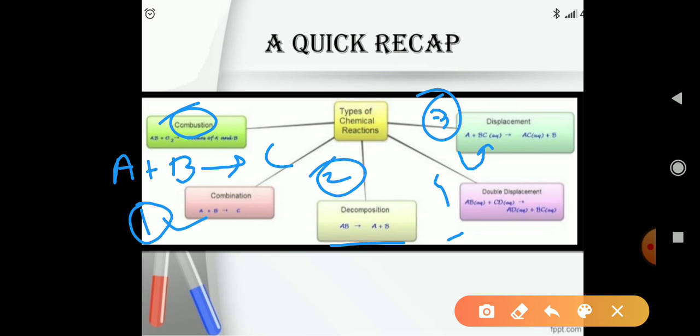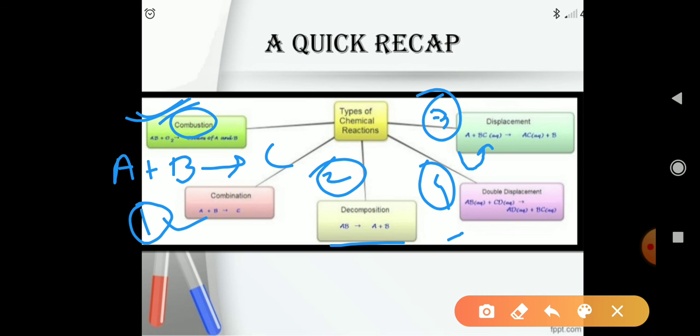Then the fourth type of reaction, double displacement. Here displacement takes place twice, so this is called double displacement reaction. The general form is AB plus CD gives AD plus BC. Then one more type is combustion reaction. Combustion is a combination type of reaction in which a compound reacts with oxygen and gives the oxides of that compound. So this is one more type of reaction, that is combustion.